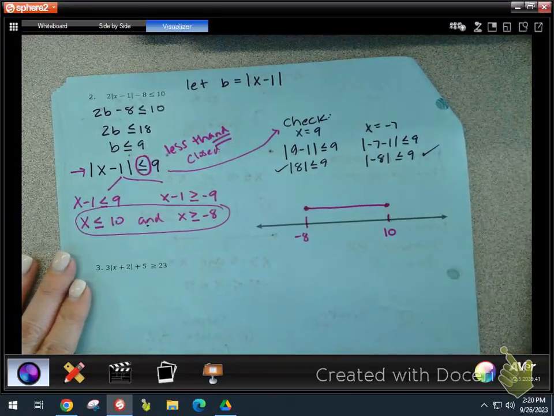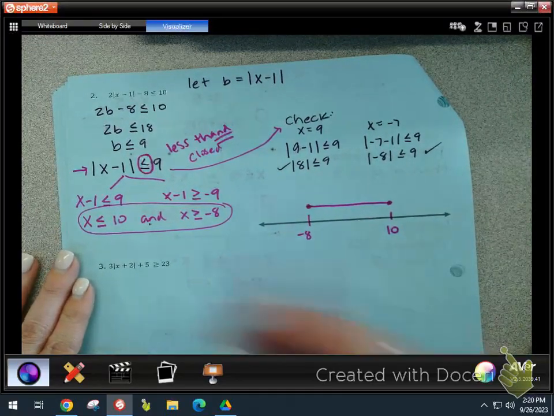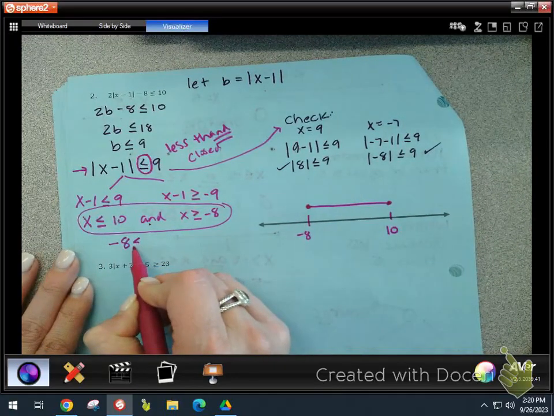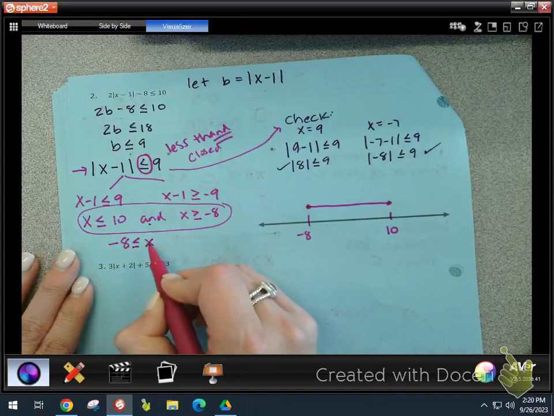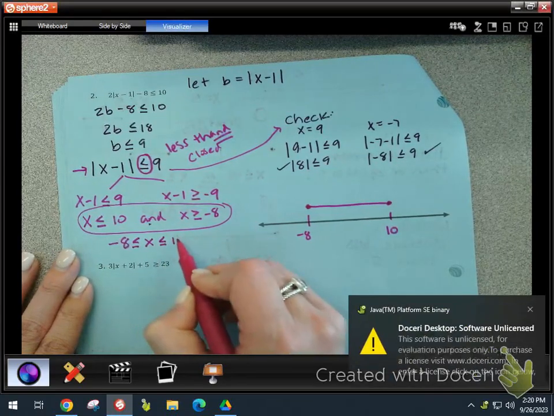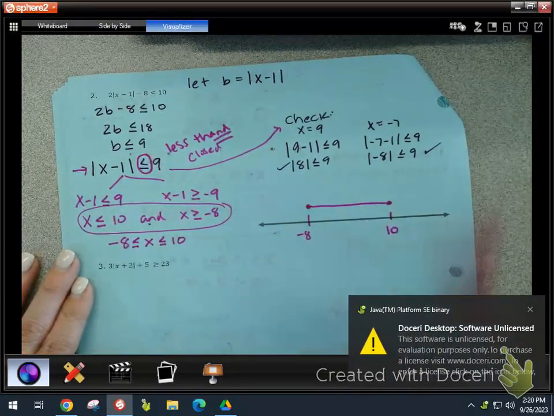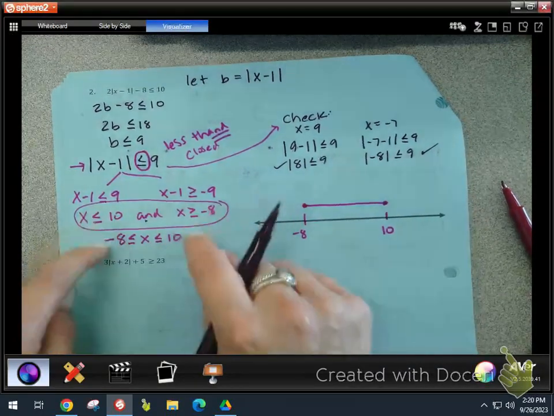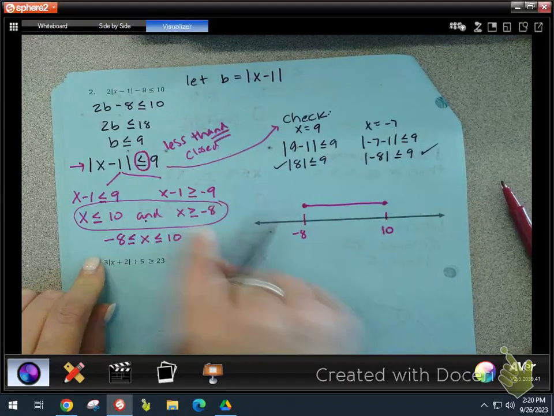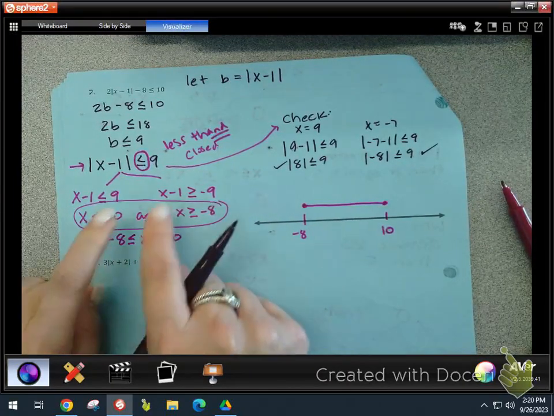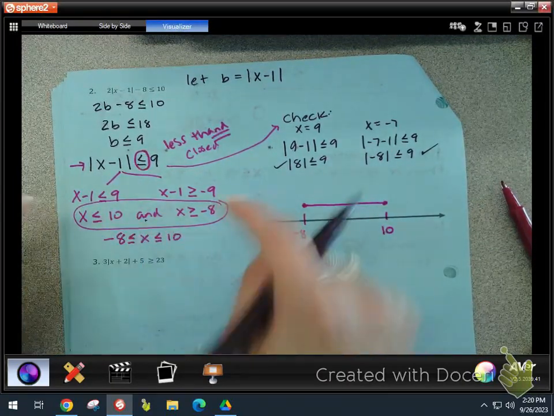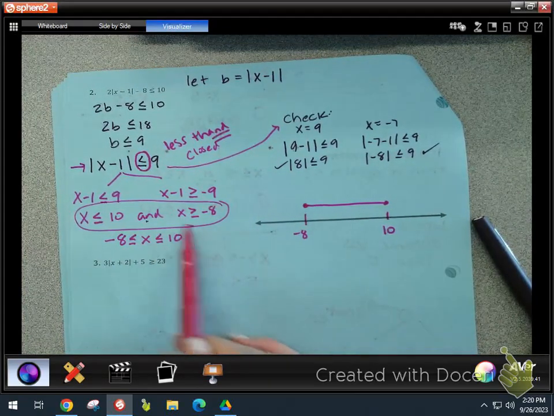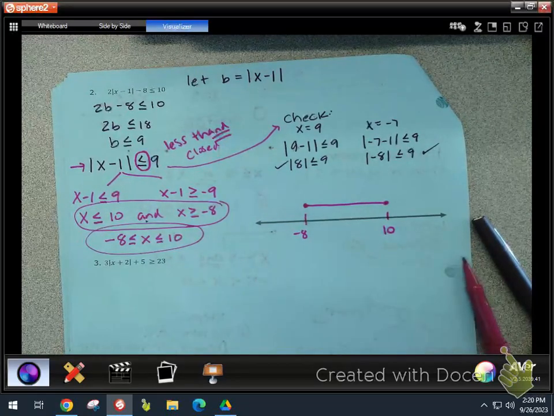So what do you type in Delta Math? Negative 8 and 10. Negative 8 is less than or equal to x less than or equal to 10. This says the same thing. It's just that this doesn't have the word "and" and this one does. These are two equivalent. I would count the "and" right on your test. But if you want to get all your Delta Math right, you're going to have to type it this way.